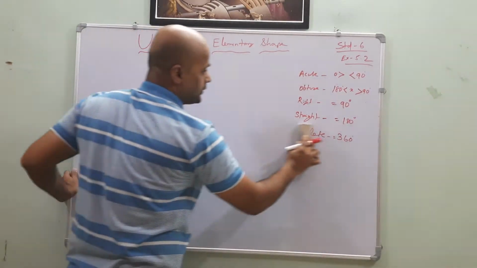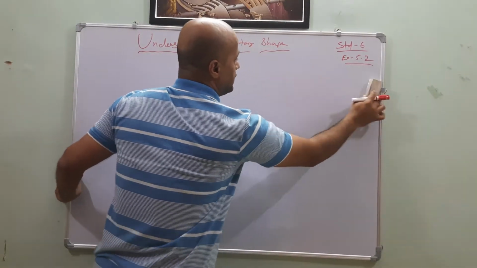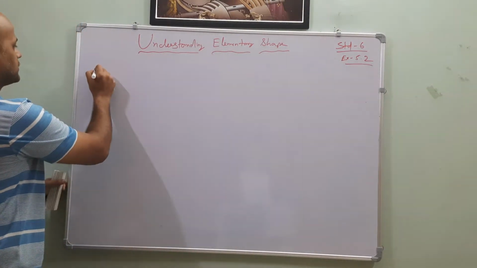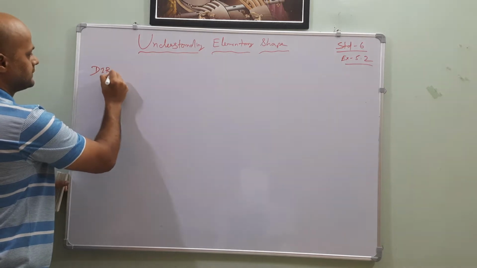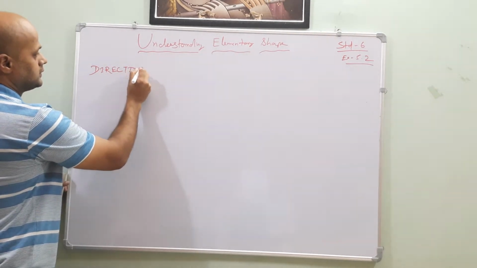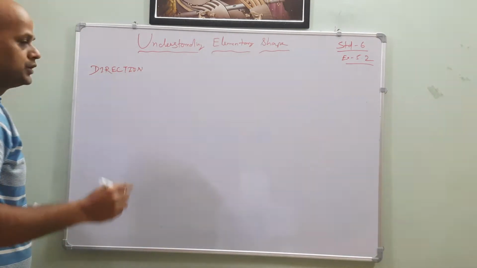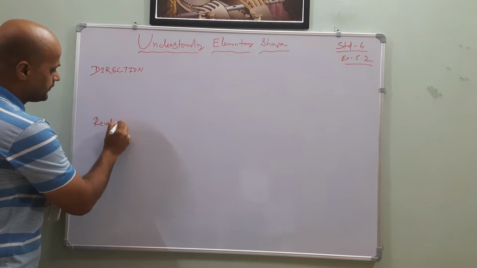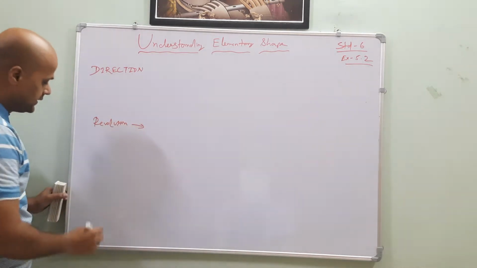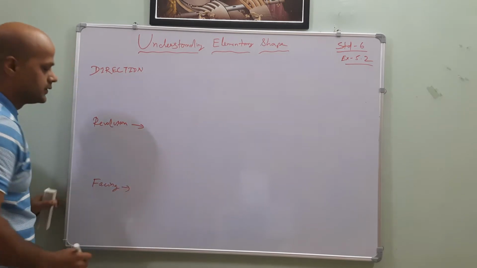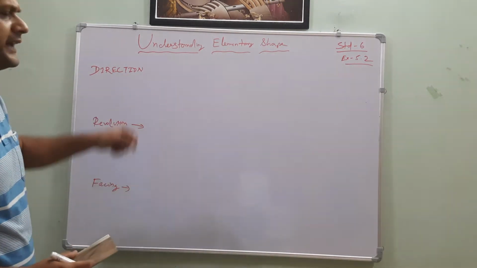So here three things are there. What is that? First one is called direction. Second one is called revolution. And third one is called phasing. Now, direction means what?